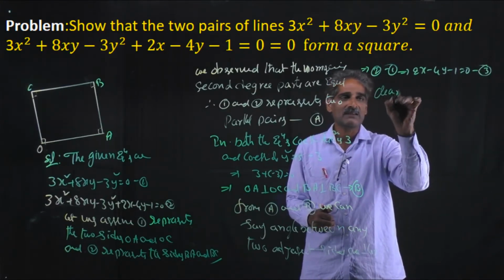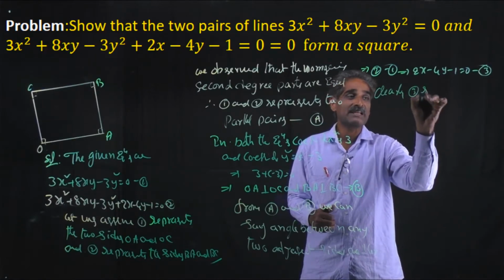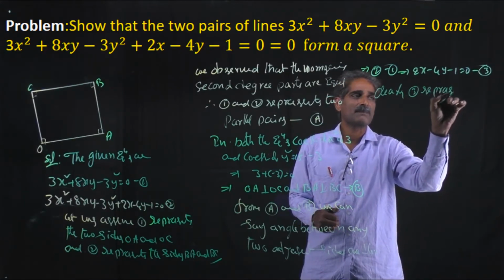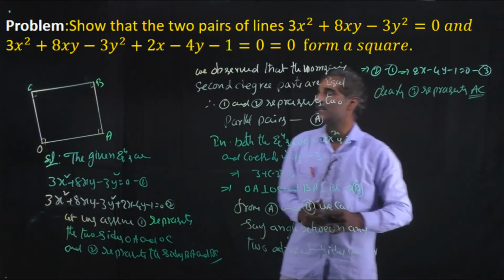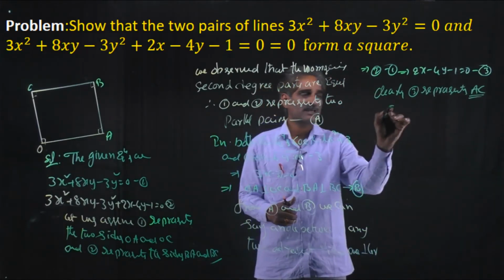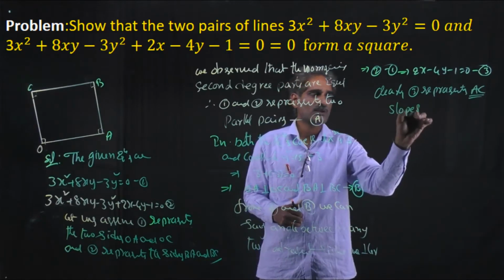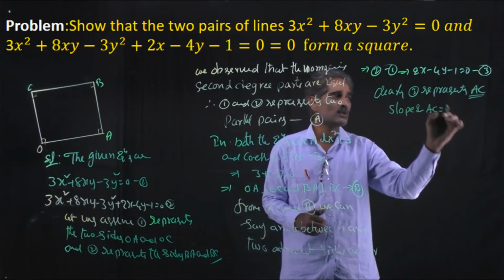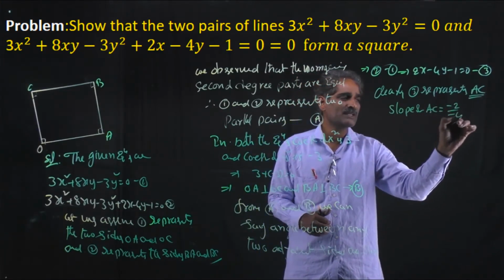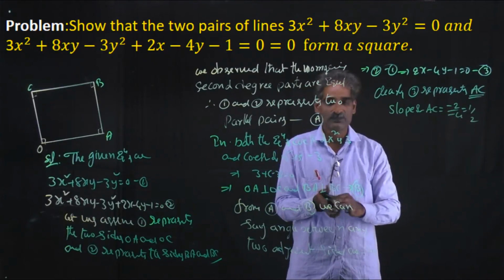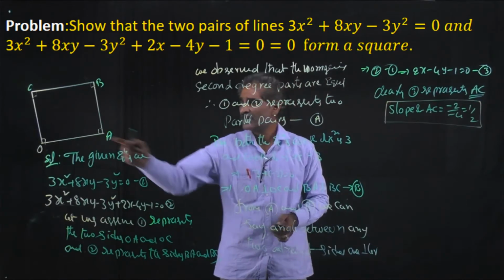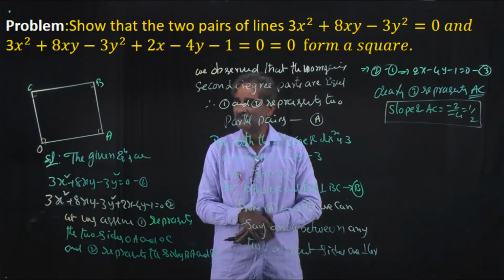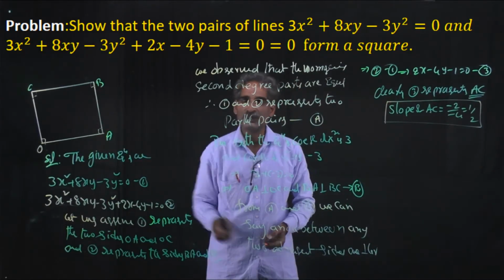Clearly, 3 represents the diagonal AC. The slope of AC is equal to minus 2 by minus 4, that is equal to 1 by 2. This is the slope of AC. Next we want to find the slope of OB. How can we find it? Just find B.